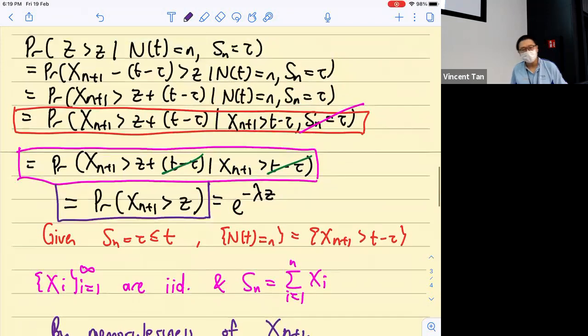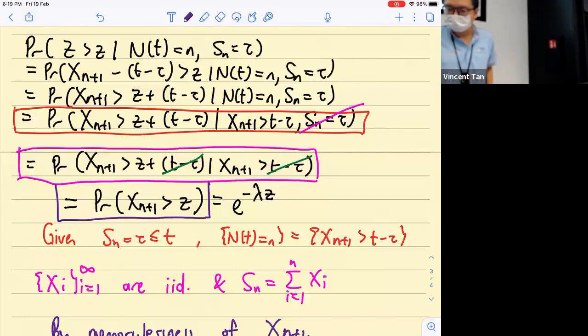Okay, so any questions on this sequence of steps? People at home, any questions on this sequence of steps? This is all in the book, but I think the book goes a bit fast here.